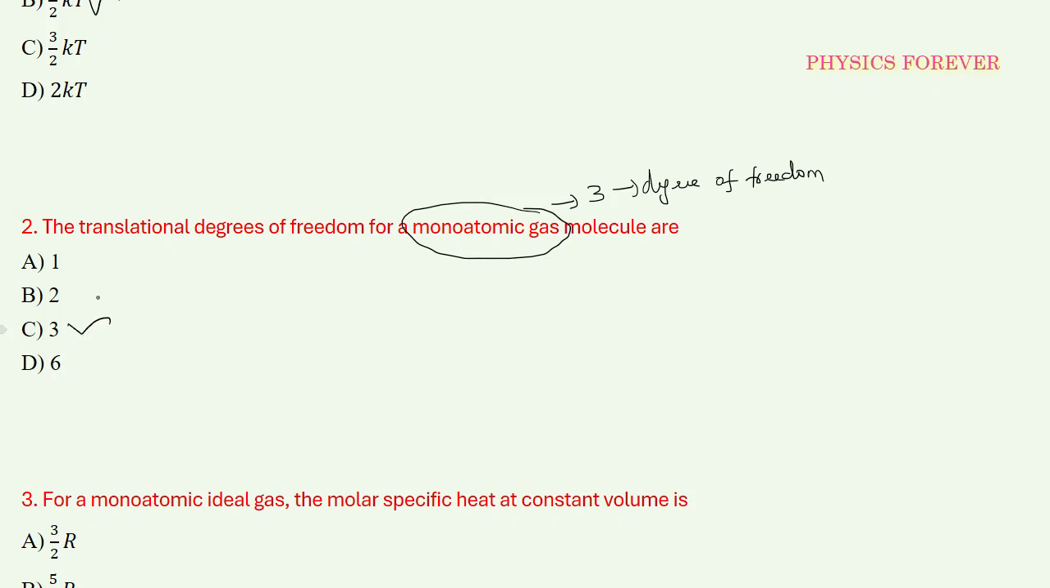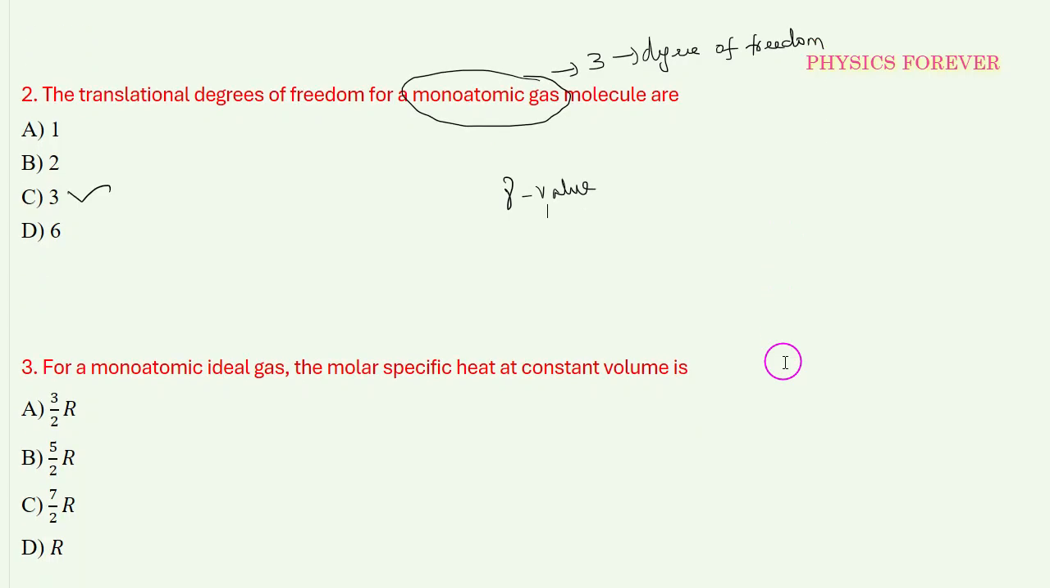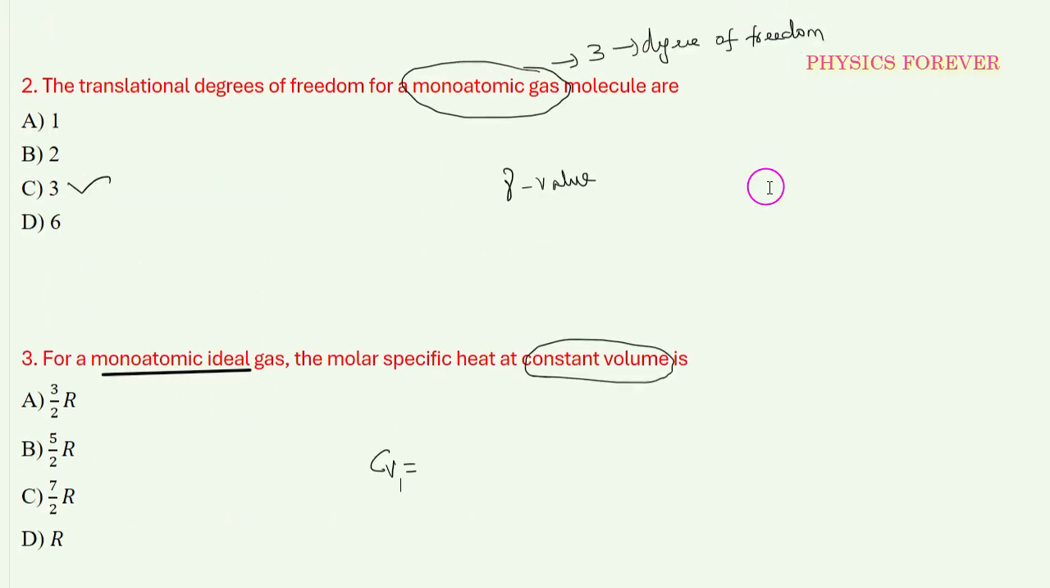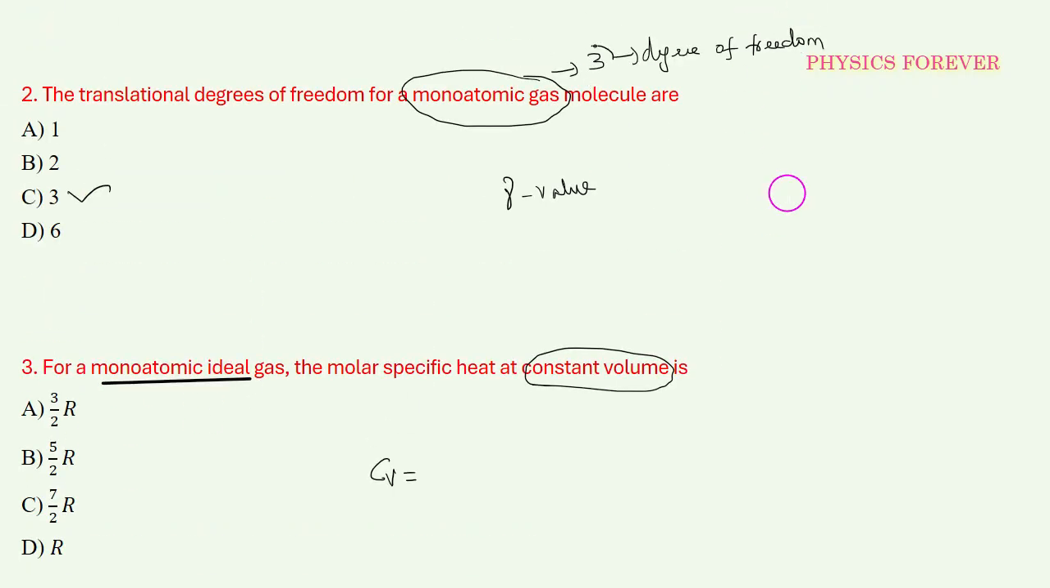Sometimes we have to find out the gamma values also, which is a specific value. For monatomic ideal gases, the molar specific heat at constant volume. The important words are constant volume. From the previous question, for monatomic gases the degree of freedom is 3. So Cv is equal to 3/2 R. So option A is correct.